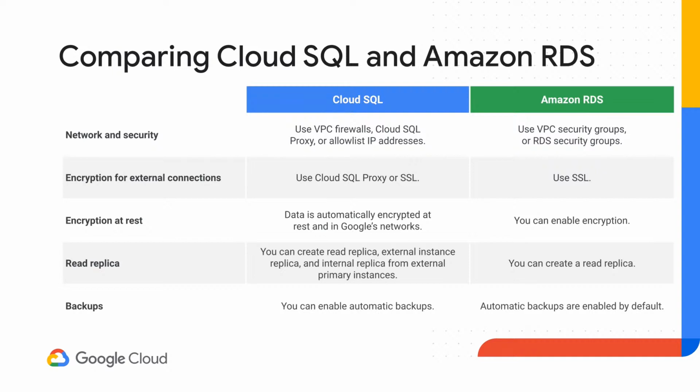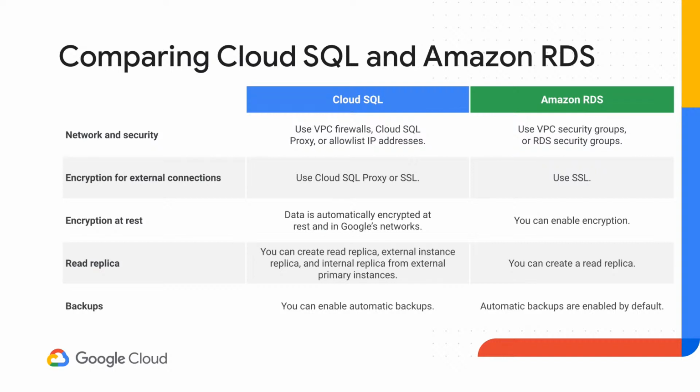Let's compare Cloud SQL and Amazon RDS. In Amazon RDS, you can use VPC security groups to authorize connections, or use RDS security groups to give database users and groups access to tables, views, and queries. In Cloud SQL, you can use VPC firewalls, or Cloud SQL proxy, or authorize networks by adding IP addresses to an allow list. Both Amazon RDS and Cloud SQL support the use of SSL for encrypted external connections. You can also use Cloud SQL proxy to encrypt connections to Cloud SQL databases.